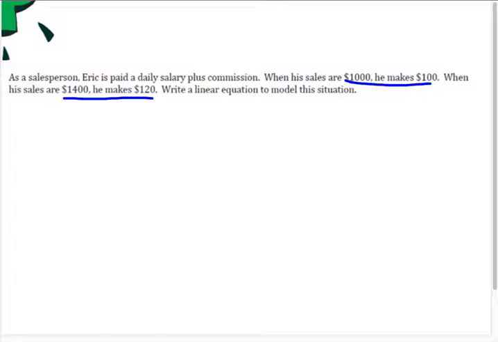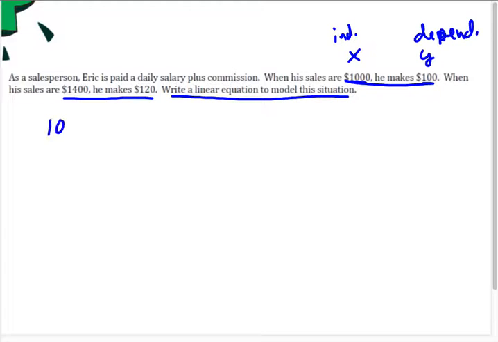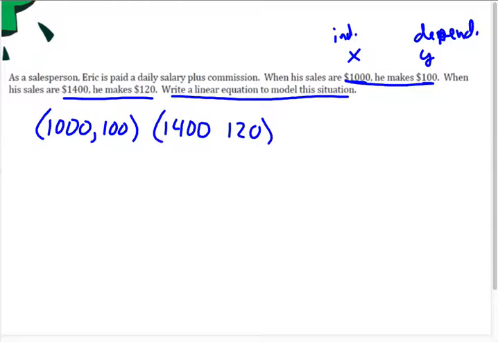How much money he makes depends on his sales. So I would say the sales are your independent variable. That would be x. And how much you make depends on your sales. That's y. So this is the independent variable, and this is the dependent variable. If you're looking at ordered pairs and writing a linear equation to model this situation, (1,000, 100) is my x and y, and (1,400, 120) is my other x and y. We'll call this x sub 1 and y sub 1. The only thing you're missing is the slope, so we have to find the slope.